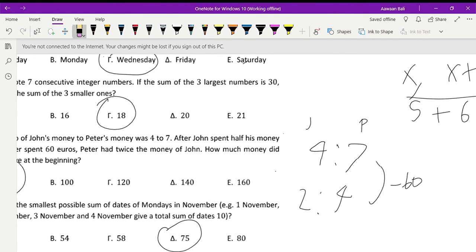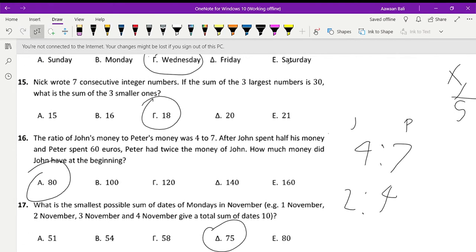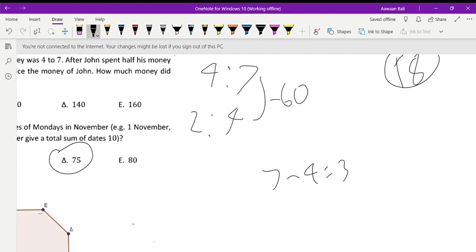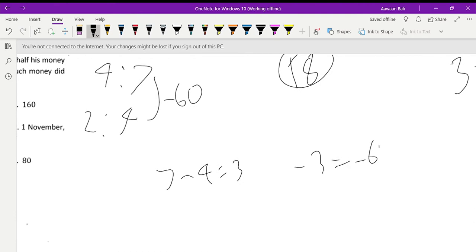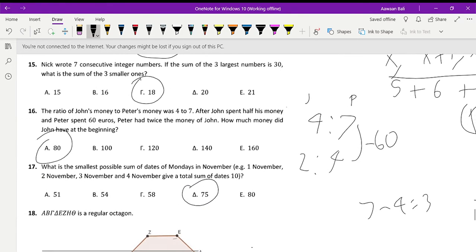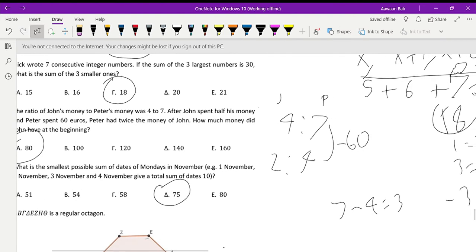But the reason why I put a 4, you could ask me, why did you put a 4? How do you know? It's because it says Peter has twice the money of John. So John has 2, so that means 2 times 2, 4. Peter has twice the money of John, it's 4. So basically it's minus 60. 7 minus 4 is 3. So this minus 3 is equal to minus 60. 3 is 60. So 1 is 20. So we know the base value here is 20 in both ratios. So how much money did John have at the beginning?